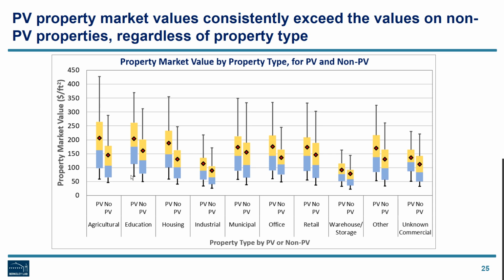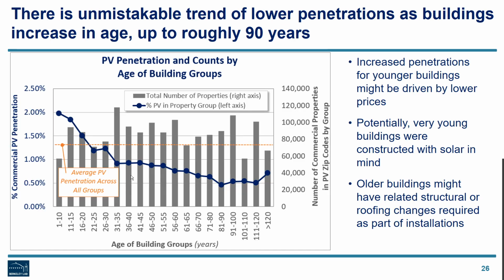Similarly, as we break the same issue down, market value by property type, we can see a similar relationship as we saw with building size. PV properties are much higher value than non-PV properties across the board. We see that relationship whether we're looking at the means or the medians. Another trend that we saw in our data is decreased penetration as buildings are older and older.